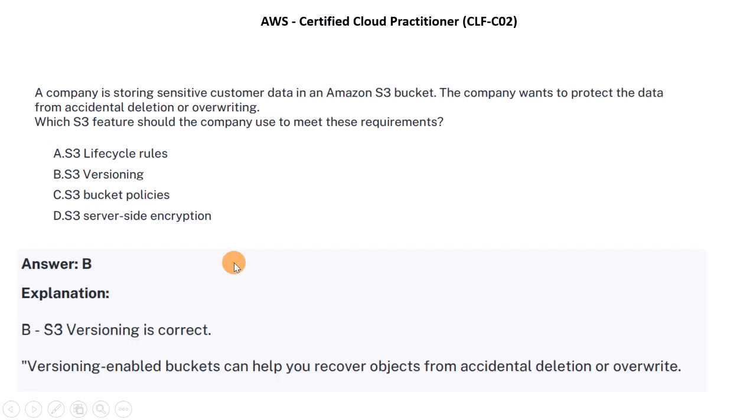The right option is option B, S3 versioning. Versioning-enabled buckets can help you recover objects from an accidental deletion or overwrite.